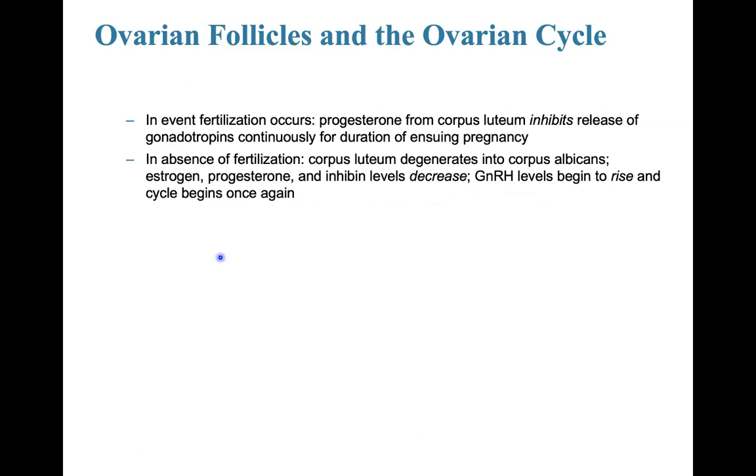In the event that fertilization should occur, progesterone from the corpus luteum inhibits the release of gonadotropins continuously for the duration of the ensuing pregnancy. In the absence of fertilization, the corpus luteum will degenerate into the corpus albicans. Estrogen, progesterone, and inhibin levels will decrease. Gonadotropin levels will then begin to rise, and that will initiate the whole cycle starting over again.